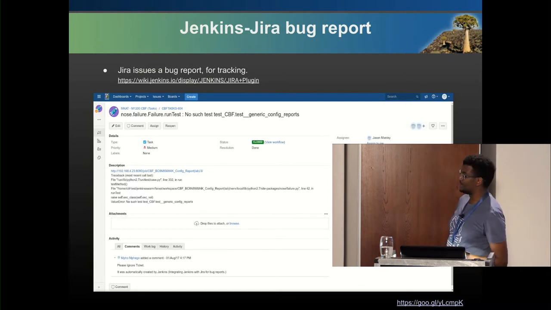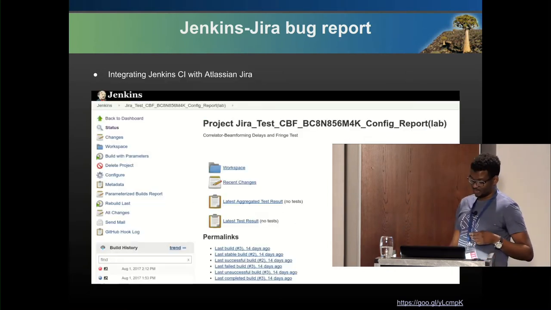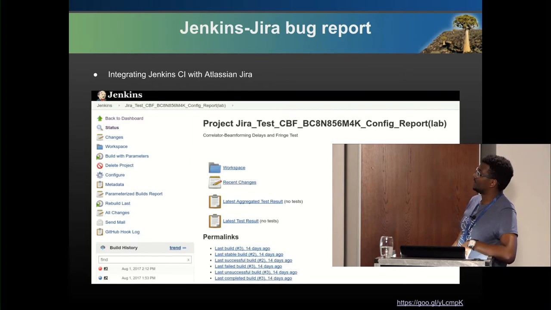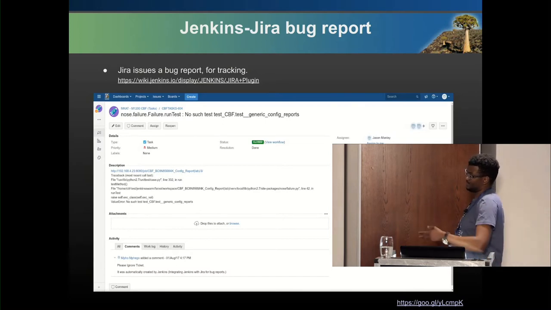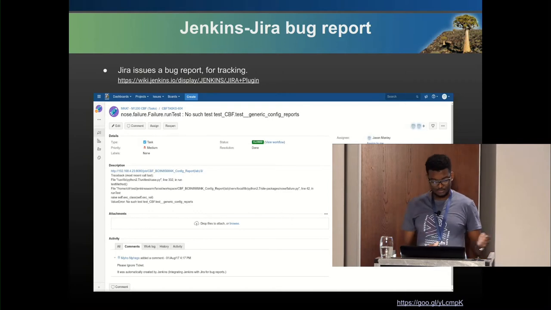So, okay, the images are not so clear. It's from my PC. So my Jenkins build, in case of an error, creates a Jira report. And this was a test file that I made.